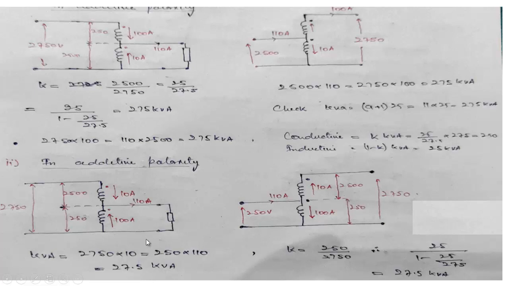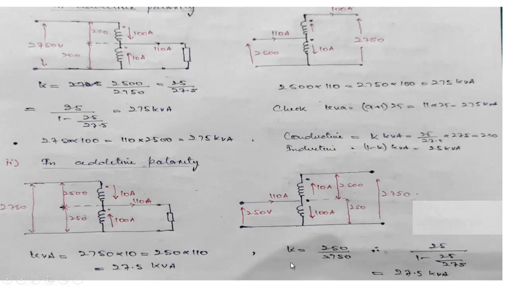It has improved, but it has not improved as much as in the earlier case. So for this case, we are taking this as input and this as output. So this will be 250, 110. This will be similar to that of this. So if we assume the current is leaving at this point, the current has to enter at this point. This is 110 ampere for the low voltage winding. For the high voltage winding, it will be 10 amperes. This is 2750 for the input, 250 into 110 or 2750 into 10. So it will be equal to again 27.5 kVA.